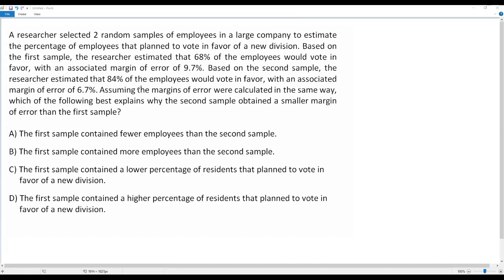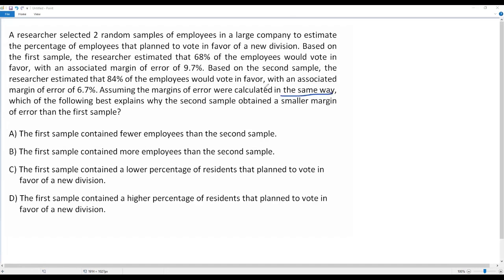Assuming the margins of error were calculated in the same way, which of the following best explains why the second sample obtained a smaller margin of error than the first sample? Okay, the information says two samples are taken from the same company, that is employees. And also for both the samples, a margin of error is calculated in the same way.